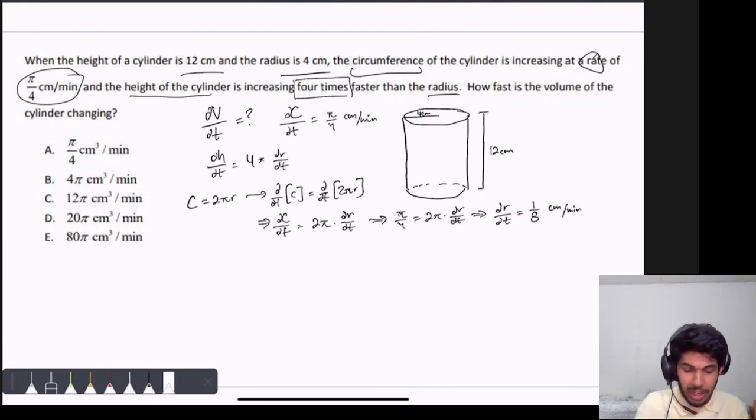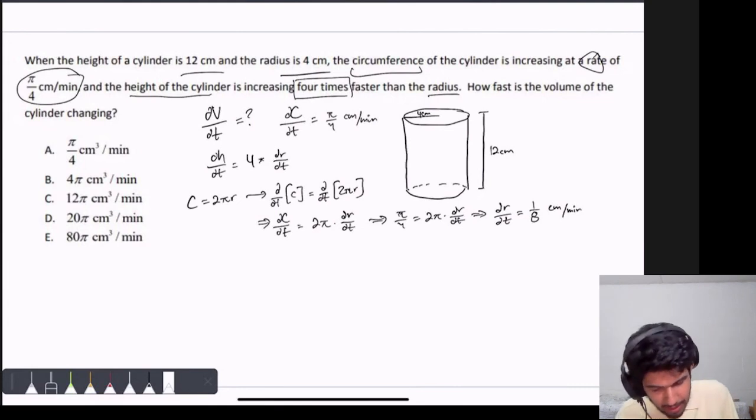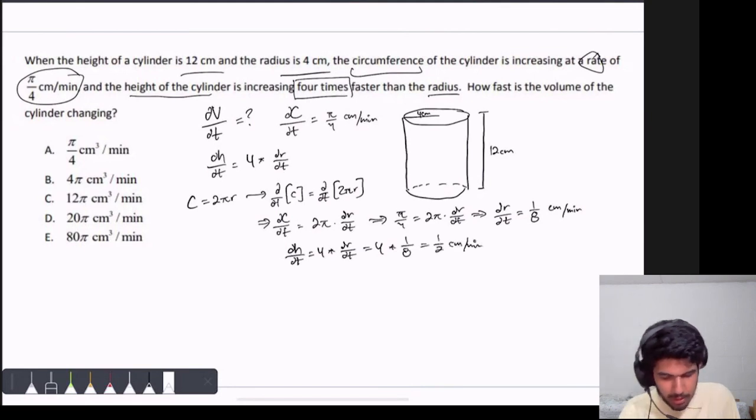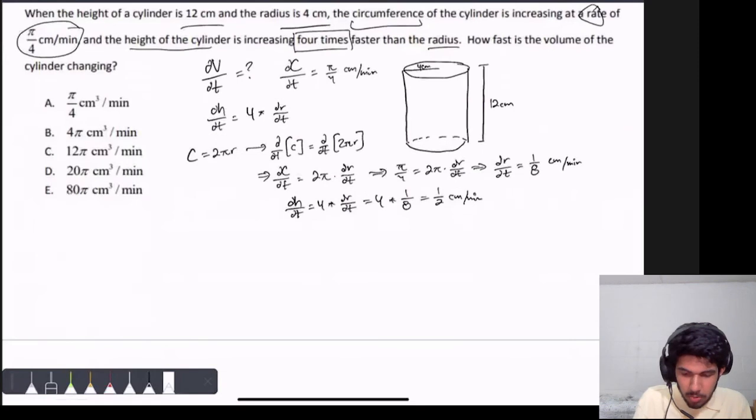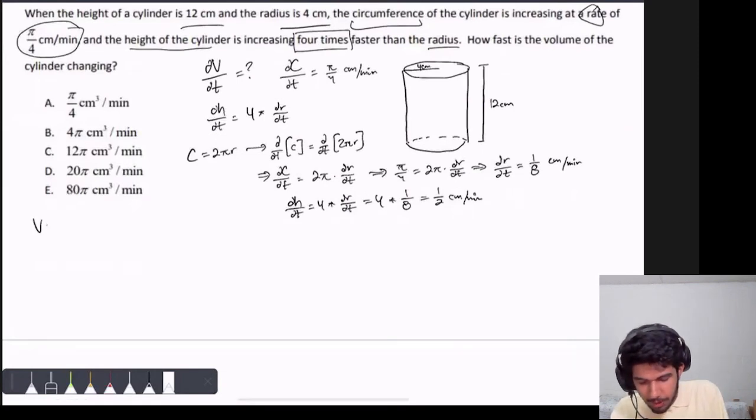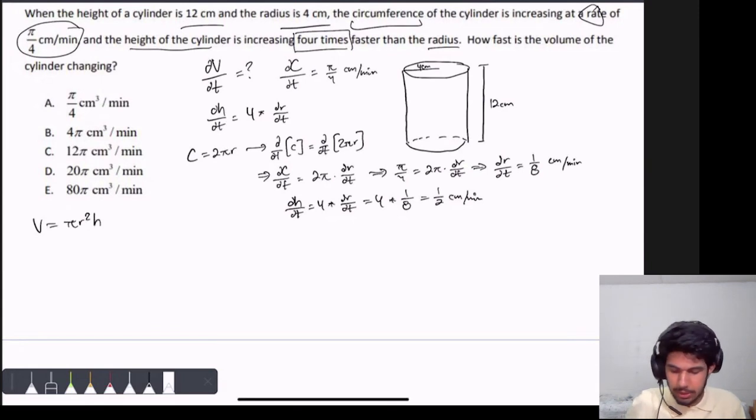Right? So now we have what dr dt is. And really, now we also have dh dt, because that's equal to 4 times dr dt. So that's equal to 4 times an eighth. So that's 1/2 centimeter per minute. Cool. So now we can consider volume. So we use volume equals pi r squared h. That's the volume of a cylinder.